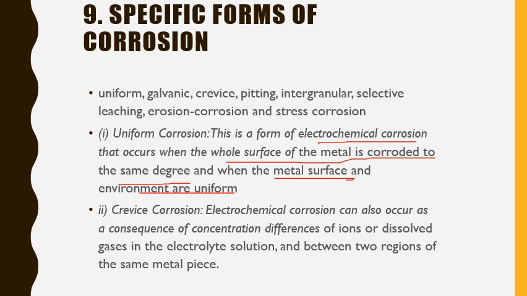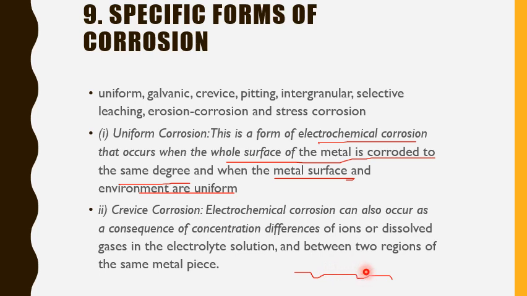Crevice corrosion. Crevice corrosion, this is also electrochemical corrosion, can also occur as a consequence of concentration difference of ions or dissolved gases in the electrolyte solution between two regions of the same metal piece. For example, this is a metal piece. Somewhere there is a high concentration of the electrolytes, somewhere there is a low concentration of electrolytes.